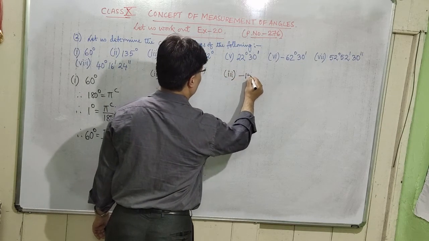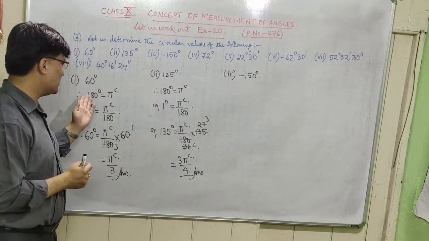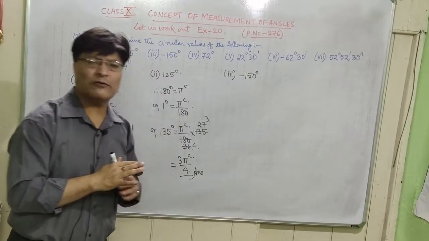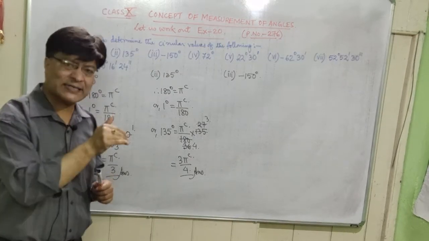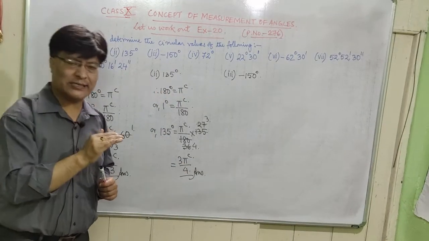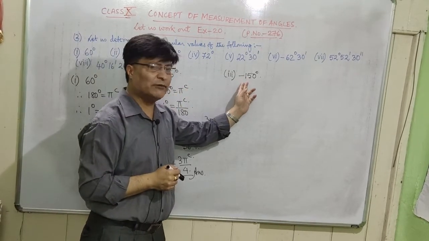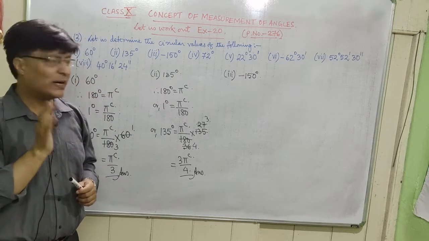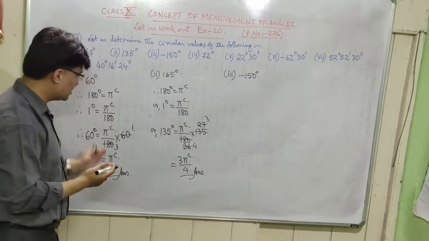Minus 150 degree. So actually we don't have to write 180 degrees equal to pi radian, 1 degree is equal to pi by 180 like that. If you want to convert this sexagesimal system into radian, you have to multiply the angles in the sexagesimal system by pi by 180. So in order to convert degree into radians, you have to multiply that angle by pi by 180. Is that clear? So directly you can use this method also.